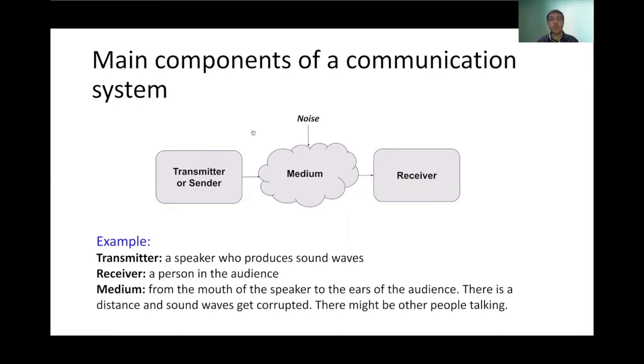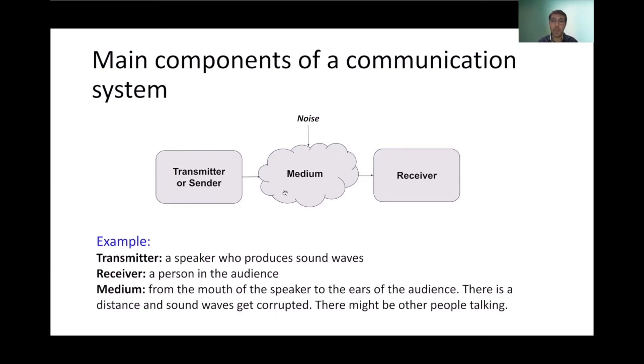So broadly speaking, a communication system has three components. The first one is a sender or transmitter. It can be a person or a device. For instance, if you want to send a text message to your friend, you are the transmitter, and your mobile phone is your device. Or if you are talking to somebody else, you are the speaker, you are the transmitter, or the sender.